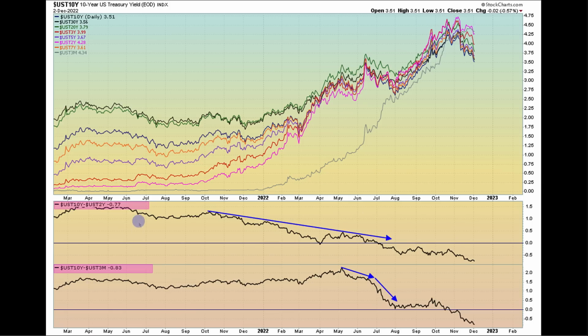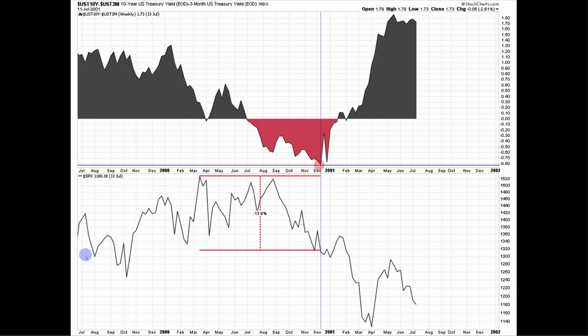If we take a look at the yield curve, this is the 10 and 2. This is the 10-year and 3-month. The 10-year minus 2-year yield curve is at minus 77 basis points, and the 10-year and 3-month just hit minus 83 basis points. People, that is absolutely crazy. How crazy? Well, check this out.